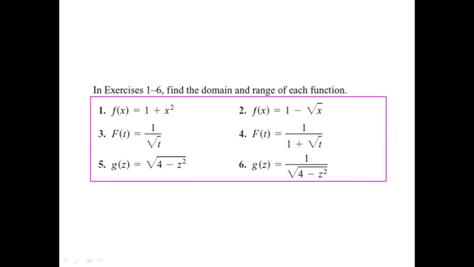Okay, find the domain and range for these. This is your homework. This is your task. But let me give you a few points. You should put all the values except negative.